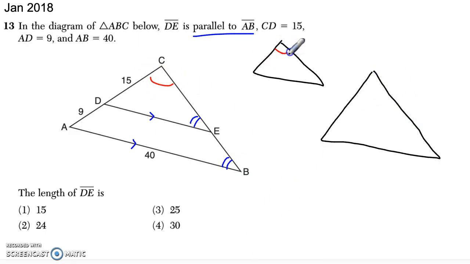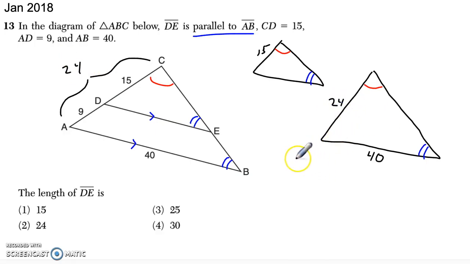Up at the top, I've got this red angle, which is reflexive. It's the same in both triangles. And then on the bottom right, I've got this congruent double tick blue angle. What do I know about these triangles? The little guy has a 15. The big guy has a 40 on the bottom. And over here, the big guy is this whole side, right? 9 plus 15, so that's 24. That will go over here.